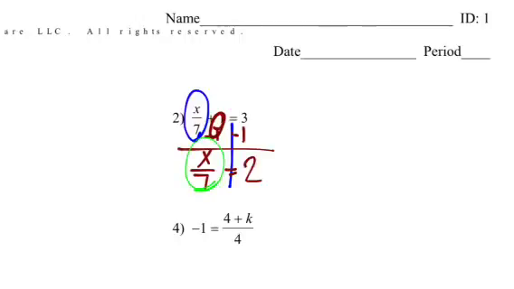Still circling what I'm solving for. How do I get rid of a divide by 7? Multiply by 7. Those cancel, and I have x is 14.